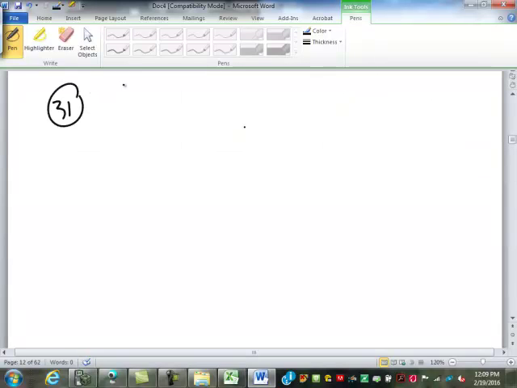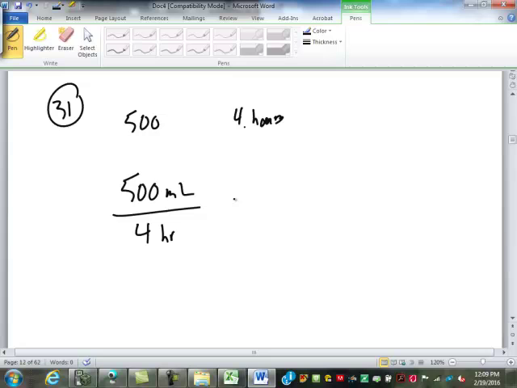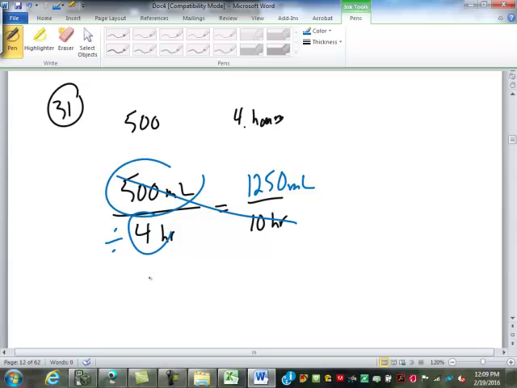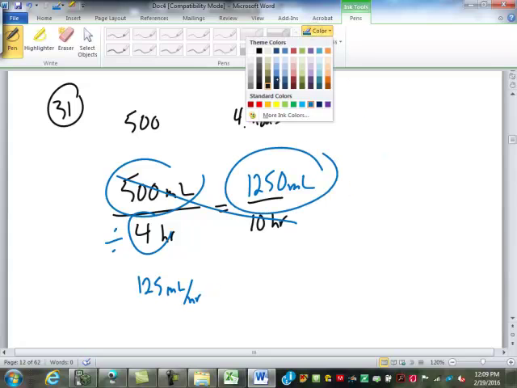Number 31, 500 milliliters of an IV drip going to a patient every 4 hours. So it's actually 500 milliliters in 4 hours. That's a ratio. How many milliliters are going to go in 10 hours? We set up the proportion like this. 500 times 10 divided by 4 is 1,250 milliliters. Or you could have divided 500 by 4 to get 125 milliliters per hour, and then multiplied by 10 to get it to 10 hours.